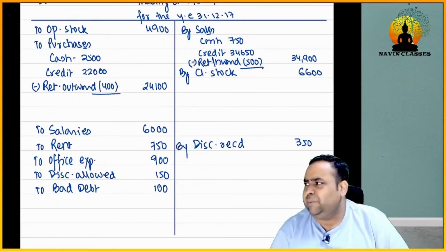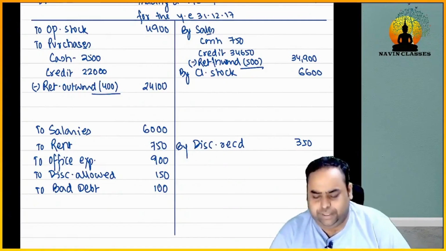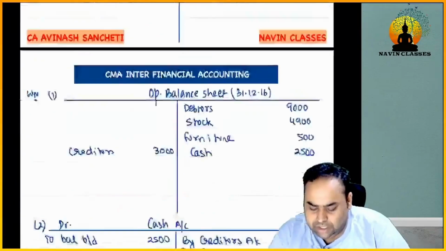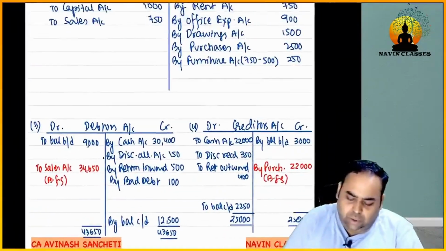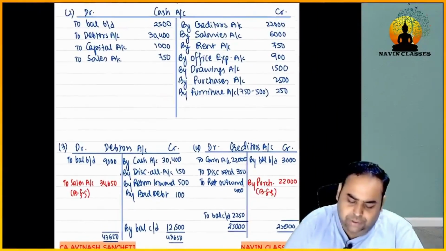But students, we won't close it now. First, we'll close ledgers. It is done. We are done with the creditor and debtor. So let's move to the cash account.